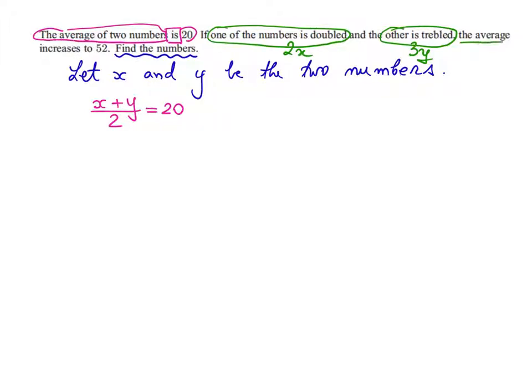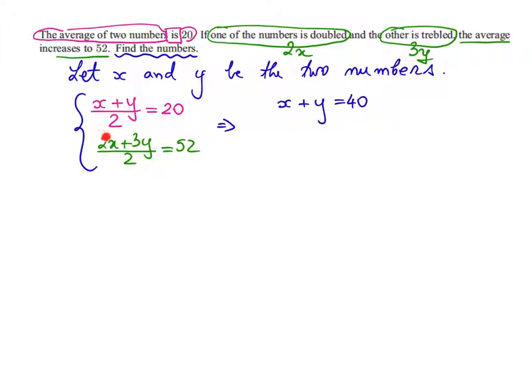The average increases to 52. So the average will be (2x plus 3y) over 2, that's the average of two numbers, is 52. And now I have my two equations. They look a bit challenging because they have fractions, but if half of (x plus y) is 20, it means that x plus y is 40.